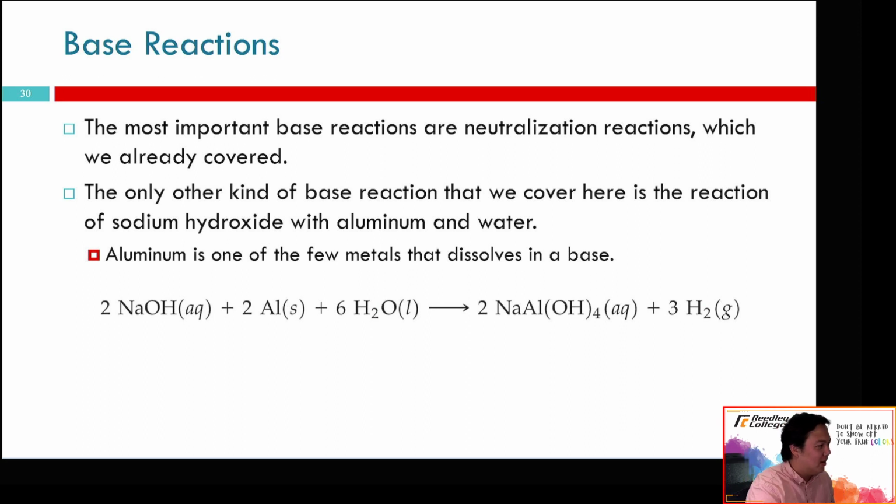Okay. The most important base reactions are neutralization reactions, which we already covered. But the only other kind of base reaction is the reaction of sodium hydroxide with aluminum and water. Aluminum is one of the few metals that dissolves in a base, and so that's the reaction here. Notice that this is not exactly straightforward, but you can see you have the hydroxide, the sodium, and aluminum, so you form this sodium aluminum hydroxide compound.